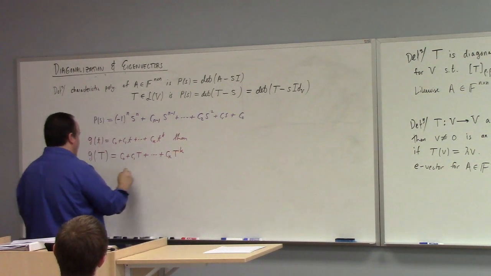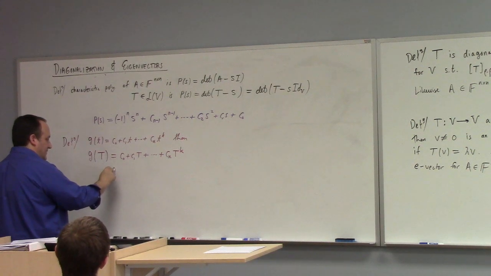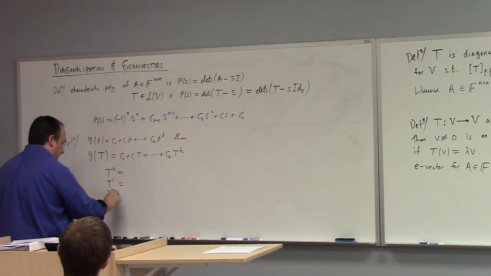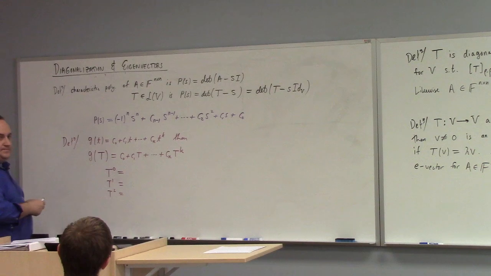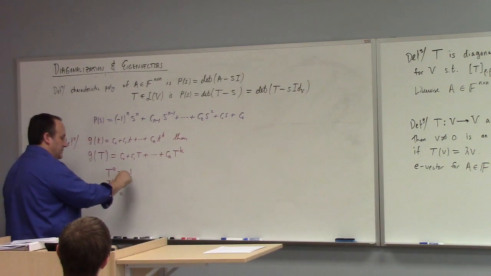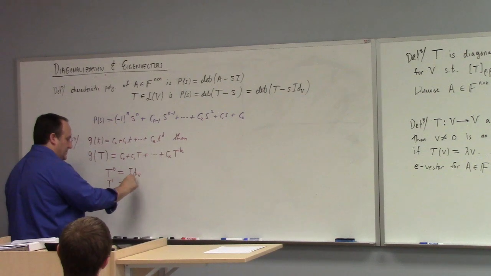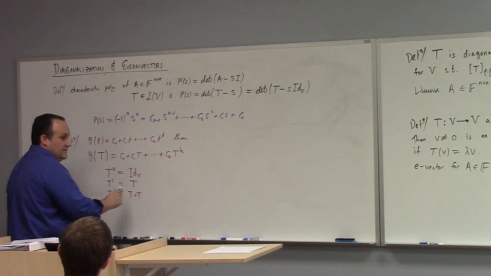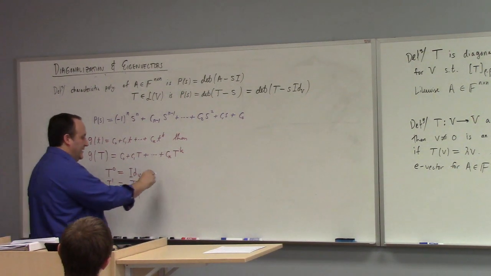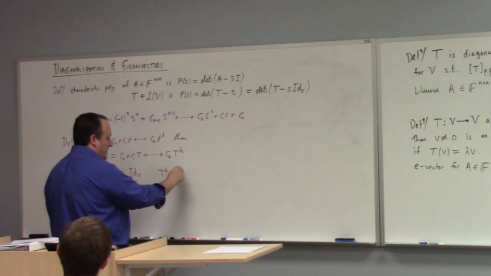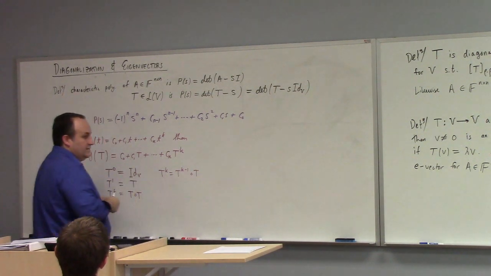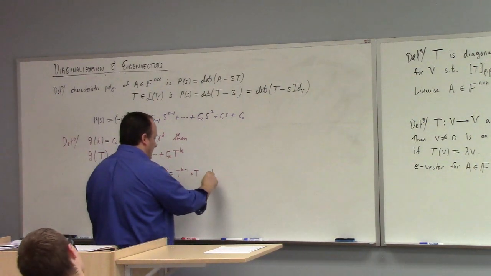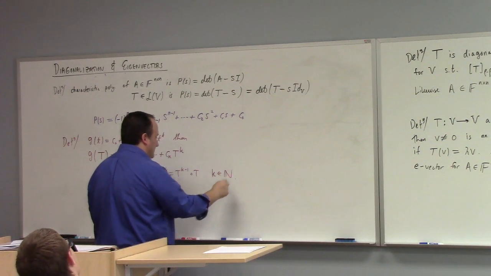Now what does that mean though? What is T to the 0 equal to? What is T to the 1 equal to? What is T squared equal to? So T to the 0 is by definition the identity on V. T to the 1 is T. T squared is T composed with T. And T to the power K would be T to the K minus 1 composed with T, and that's good for any K in the natural numbers. So we define powers of the operator in terms of composition.